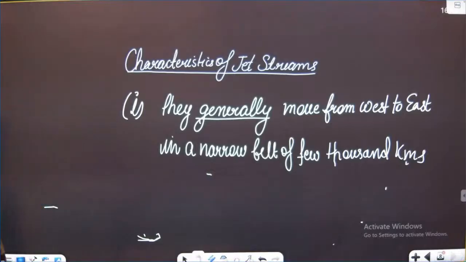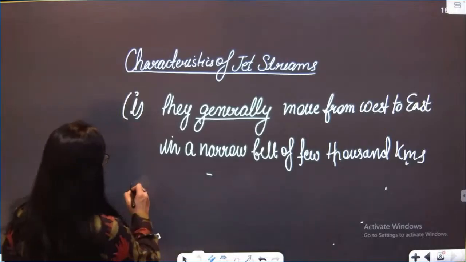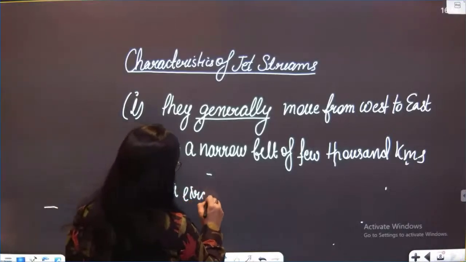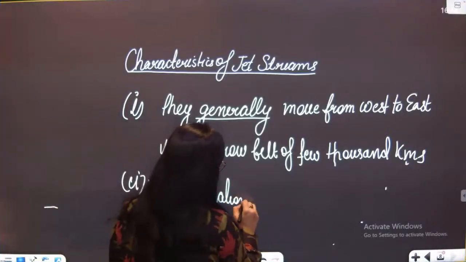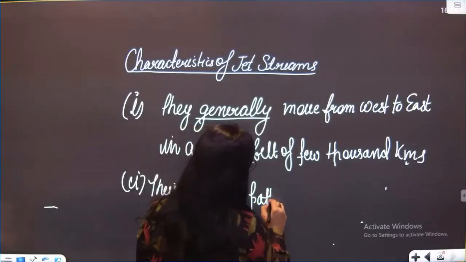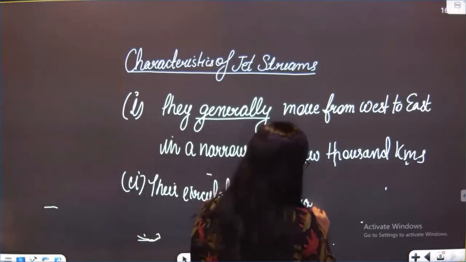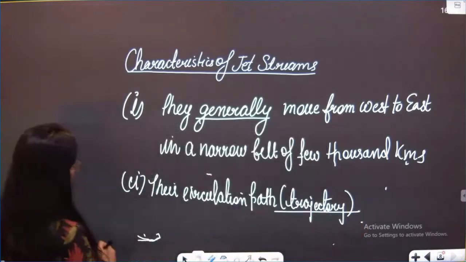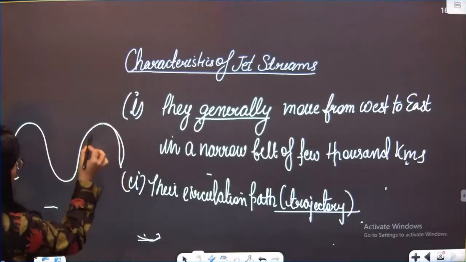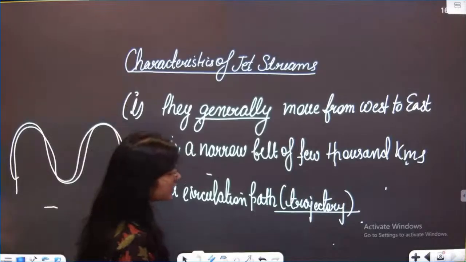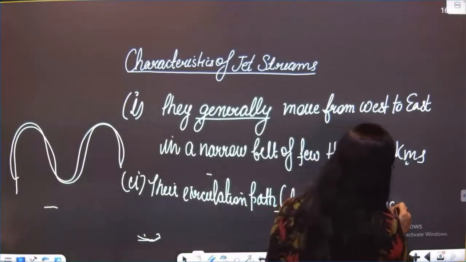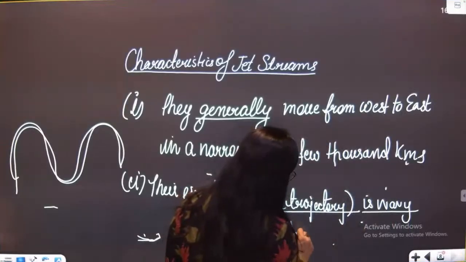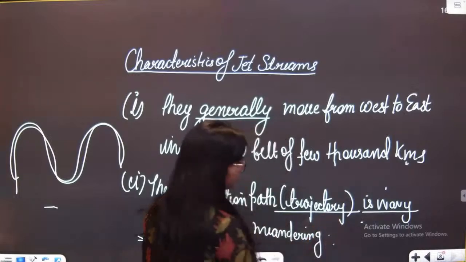Write down their circulation path or their trajectory. What do you mean by trajectory? Direction or path. Trajectory means basically path. So what path they are following? So their path, or you can also call it as trajectory, is wavy. Or the better word you want to use is meandering.